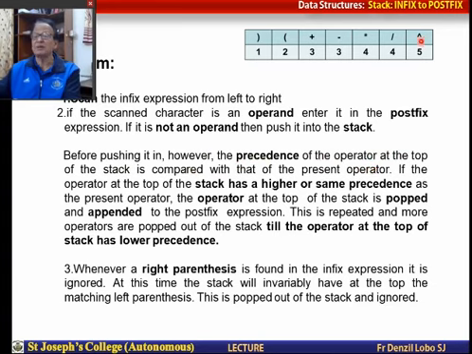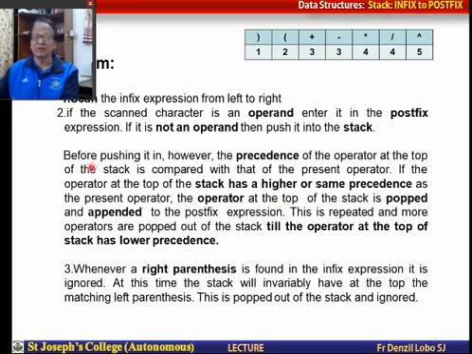What do I mean by this? I've got the operators plus, minus, into, divided by, and power. As you see, power has the highest precedence. Then come into and divided by with 4, and plus and minus with 3. Left parenthesis has 2 and right parenthesis 1. So this is the order of precedence of the operators. We have to remember this, as we have to write a program later.